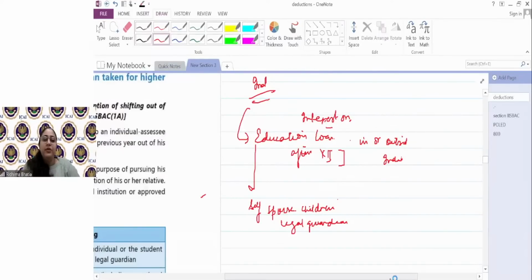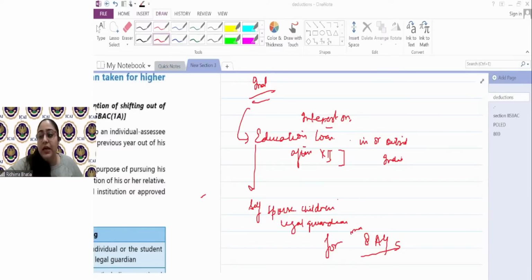EMI component में again repayment component होगा of the loan, principal amount, and there would be interest. So interest amount का deduction would be allowed for how many years? For maximum 8 assessment years. जब से भी interest repayment start होता है, from that year plus 7 years, you can claim the deduction for interest.